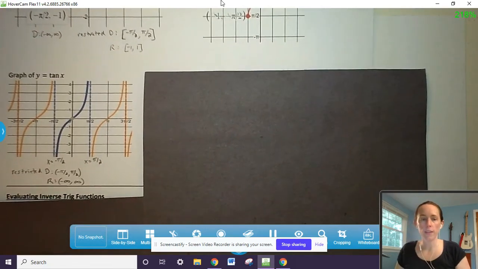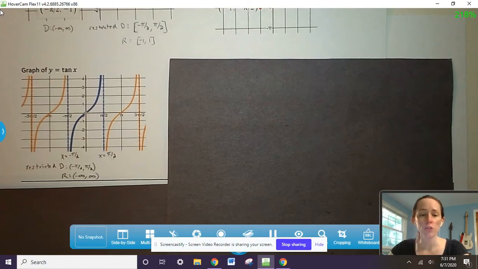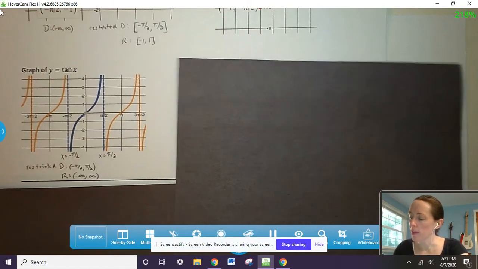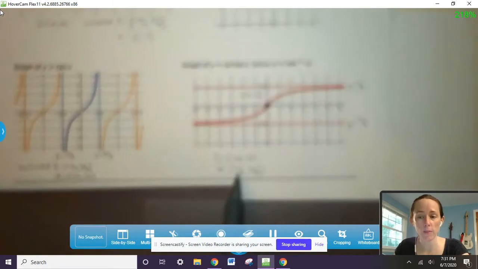So when we go to find the inverse, we want to switch the domain and range. So if we switch the domain and range, we're going to end up with a domain of all real numbers for the inverse, and a range only goes from -π/2 to +π/2.